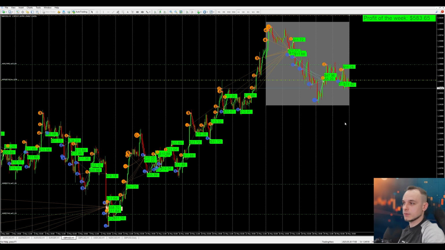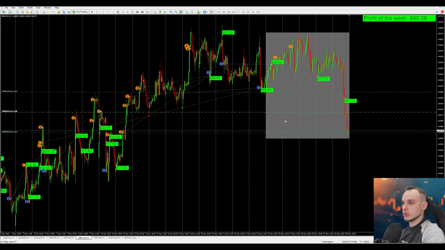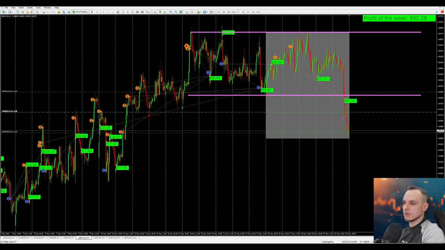This week's profit, $583. We successfully closed sell trades held since last week, followed by buy trades which also closed with profit. Now let's move to the British pound against the Canadian dollar. This pair gave us a very favorable setup. After 2 weeks of consolidation, the market finally broke below the support zone, signaling weakness in the British pound.